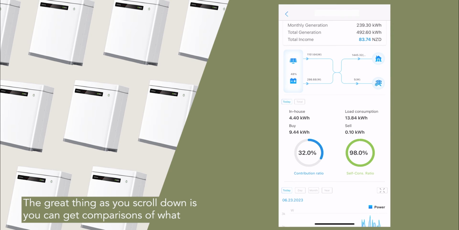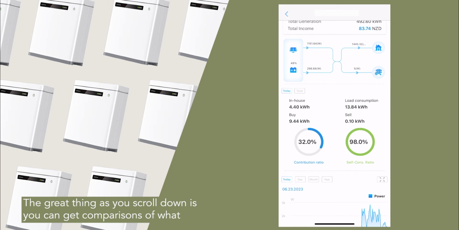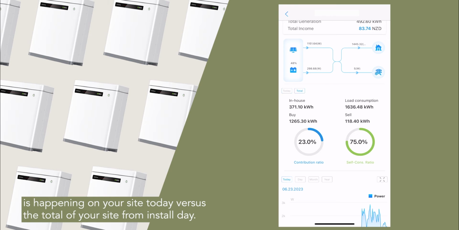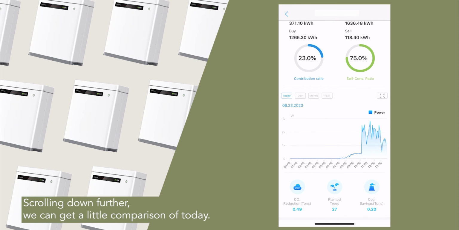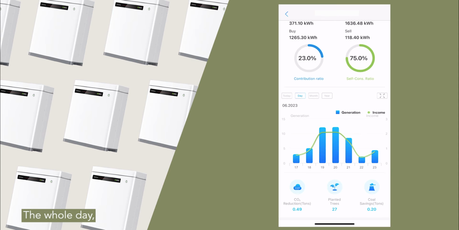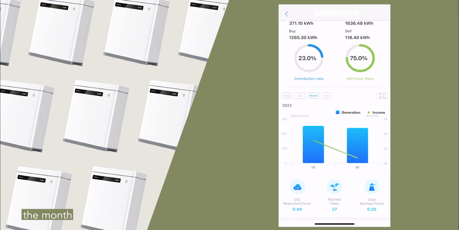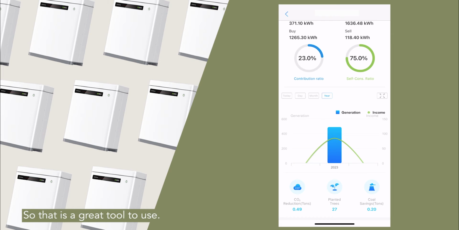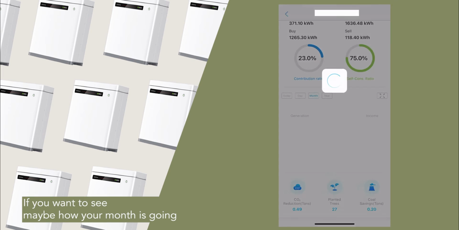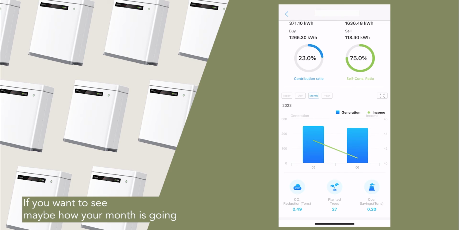The great thing as you scroll down is you can get comparisons of what is happening on your site today versus the total of your site from install day. Scrolling down further, we can get a little comparison of today, the whole day, the month, and the year. So that is a great tool to use if you want to see maybe how your month is going.